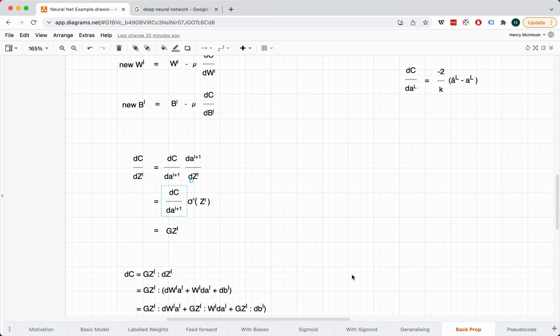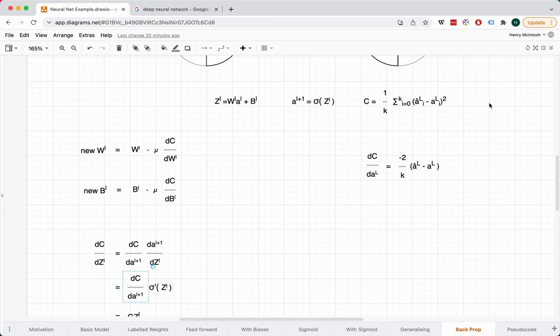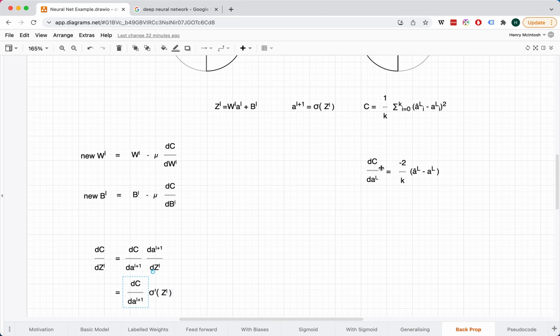And so all we need to do this inductively is have a place to start, and that just means we need to take the derivative of this expression with respect to a of capital L to get our starting conditions. And so that's pretty easy, we just got this here, which is our expected output for the system minus our actual output, and then multiply by -2 all on k.